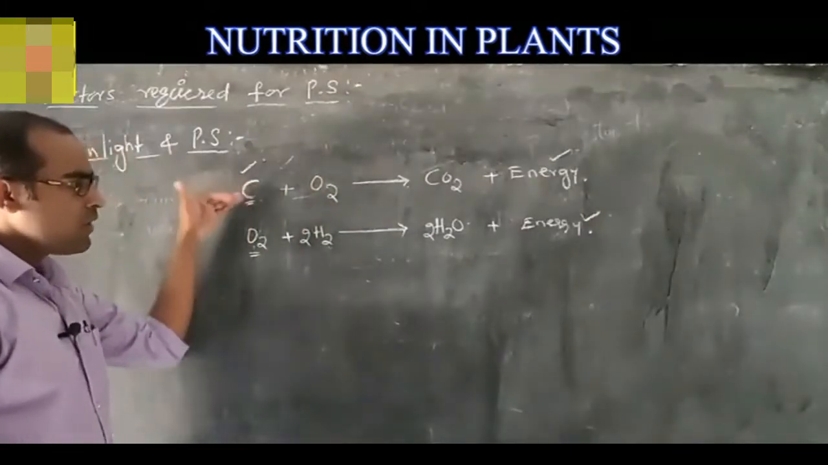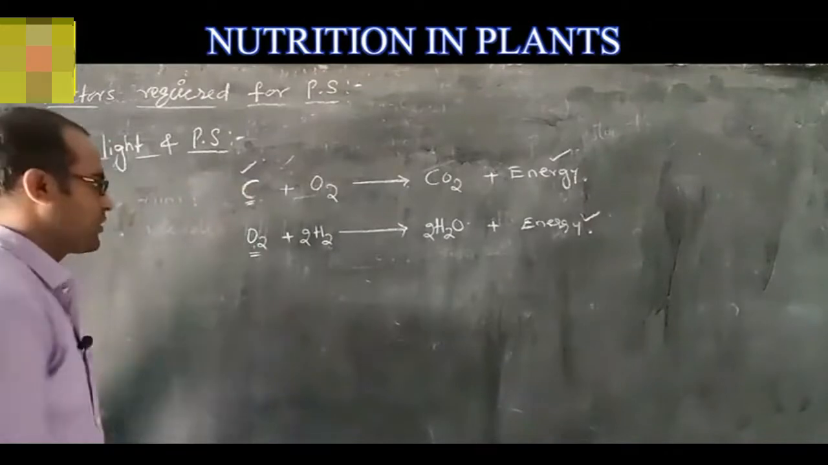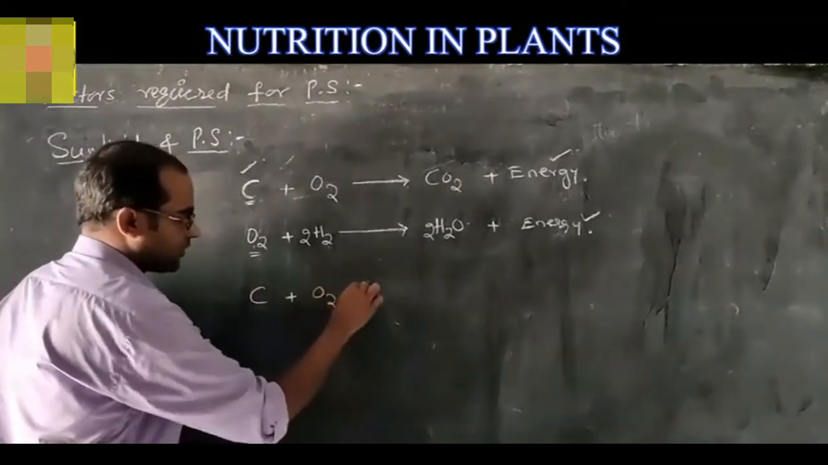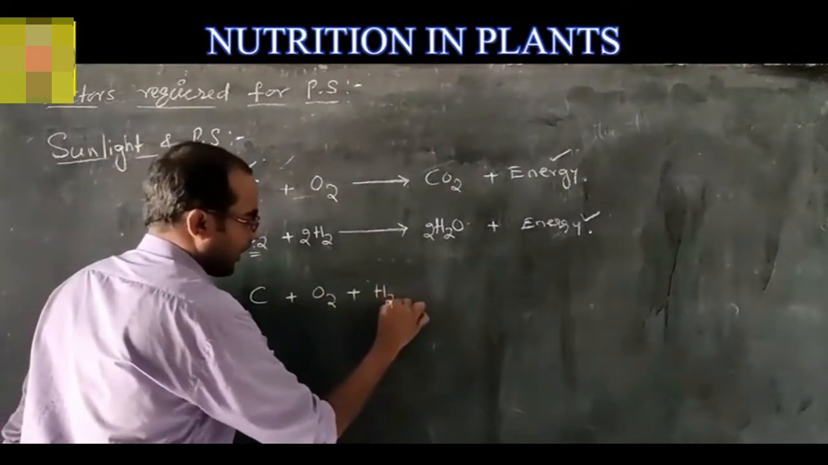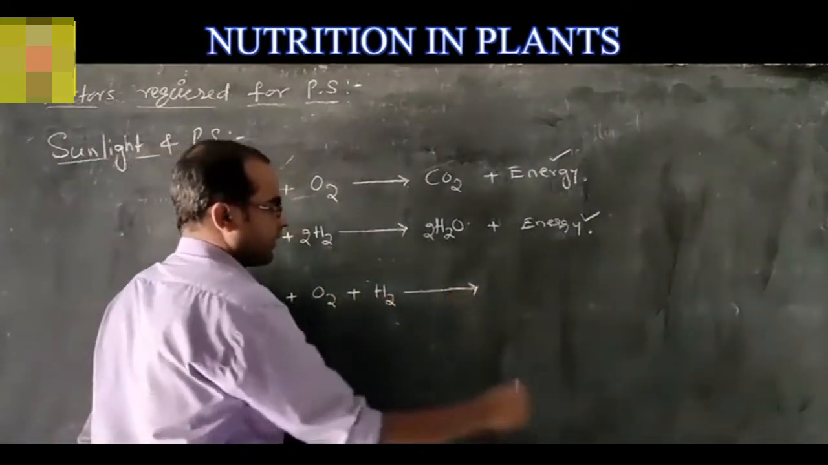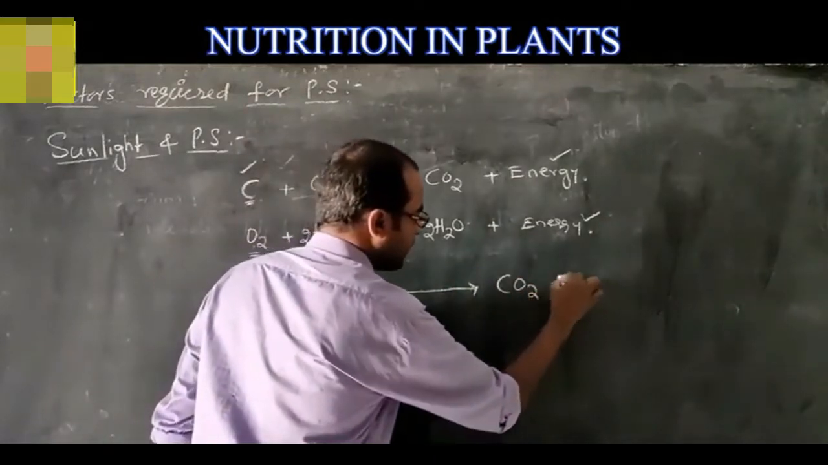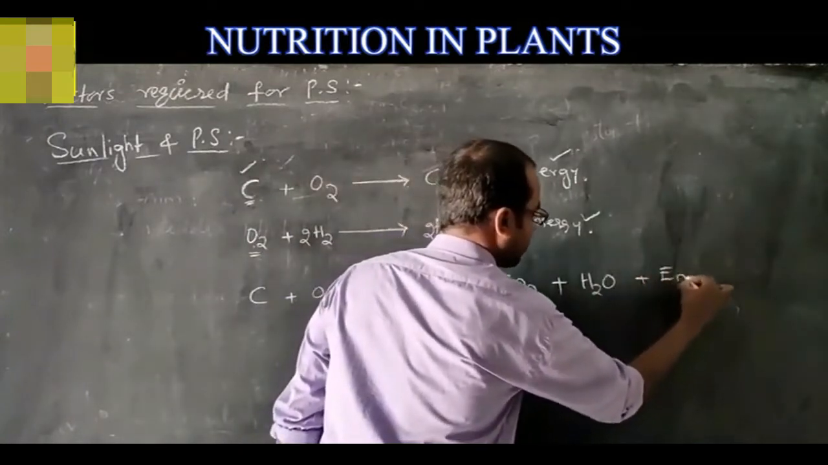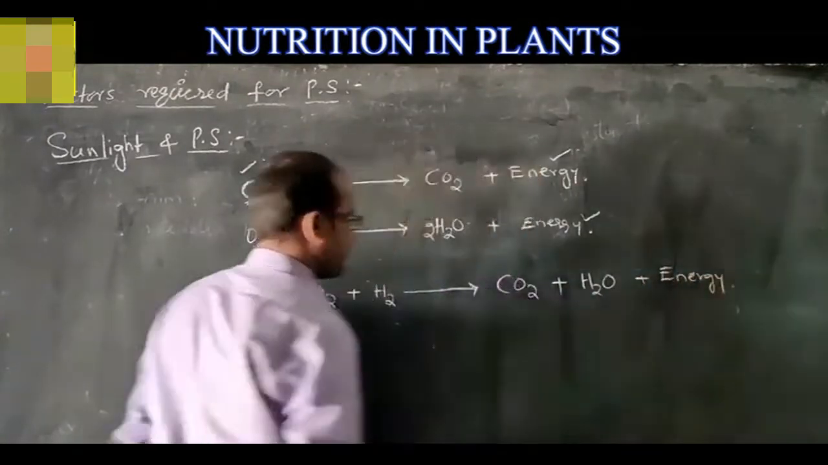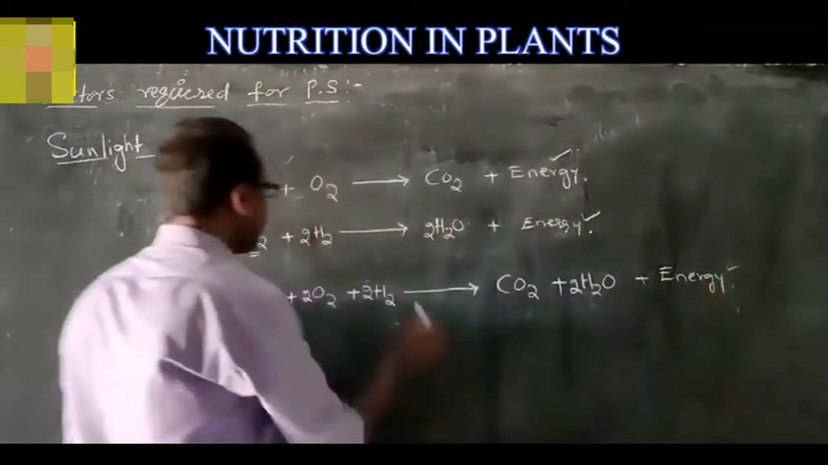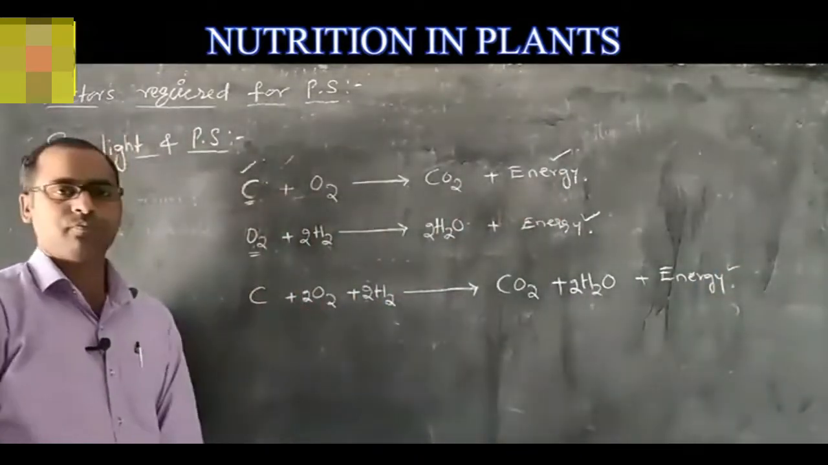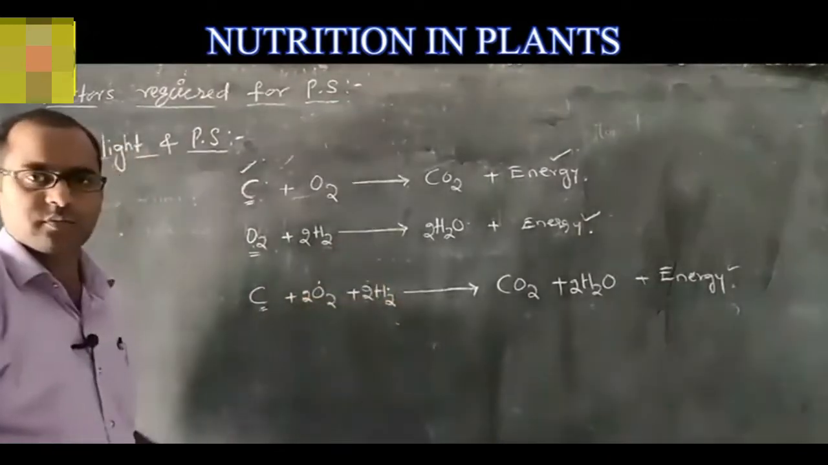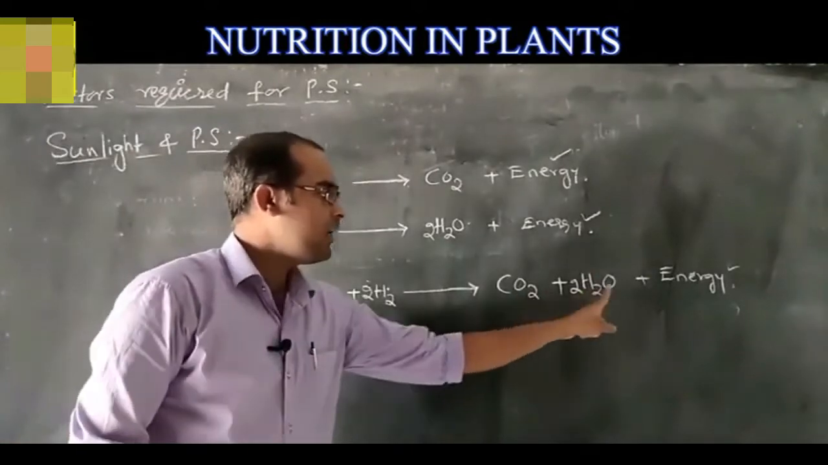Let us write these two equations as one equation. Carbon plus oxygen plus hydrogen giving carbon dioxide, water and energy. This is the equation when we write these two in a single form. The oxygen is combined with the carbon and the oxygen is combined with the hydrogen, and it is forming carbon dioxide and water.